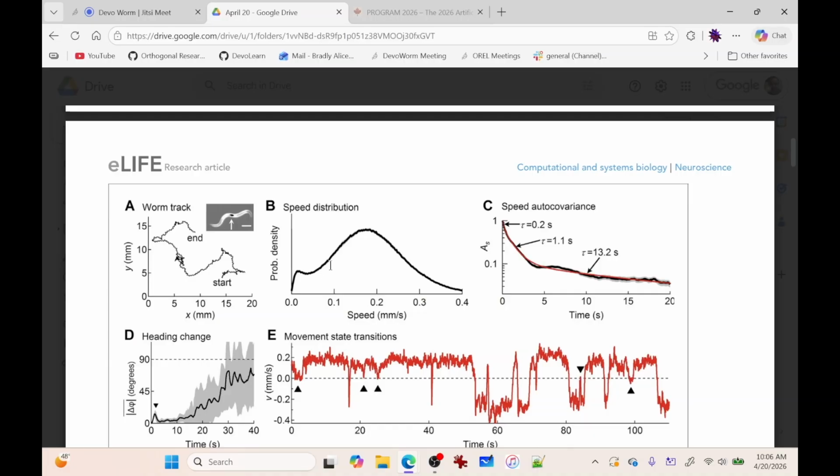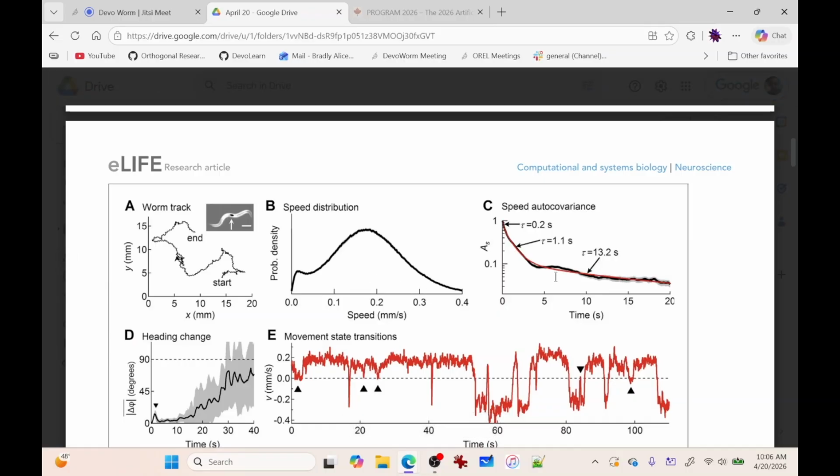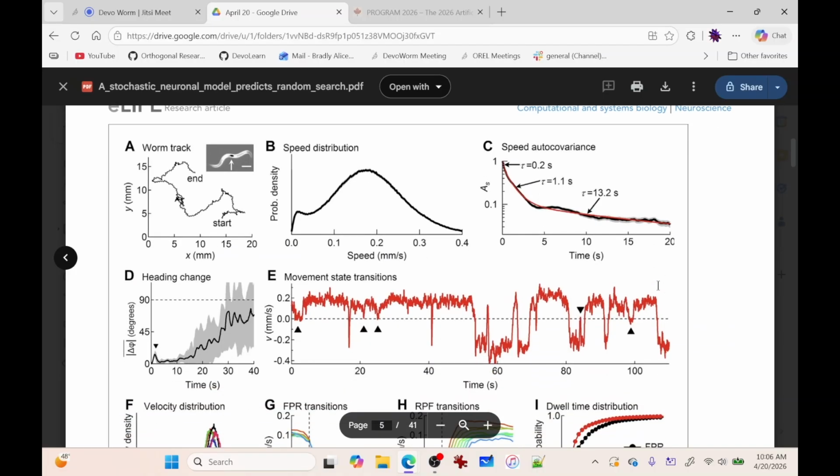a decrease at the beginning of the run, and then speed increases in the middle of the run and then decreases towards the end. And then they characterize this with sort of this distribution of speed over time, or I guess across the trajectory, in millimeters per second. And then you have this autocovariance, which is just looking at different runs, and across the run.